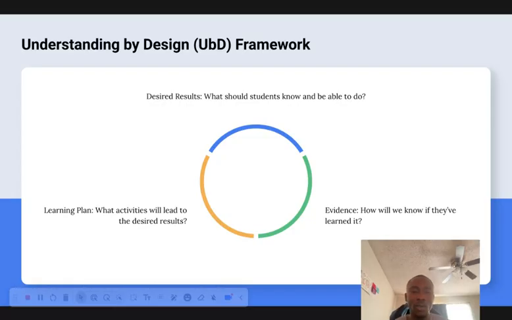So first and foremost, for us to be able to use this UBD framework, we have to go back to what we've talked about in our fundamental design, that is the backward design, to identify desired results. That is what we want students to know and be able to do. Then we get our evidence, that is how we will know if they have learned or achieved what we are planning for them to achieve. Then we now design a learning plan, that is the activities that will lead to the achievement of these desired results.